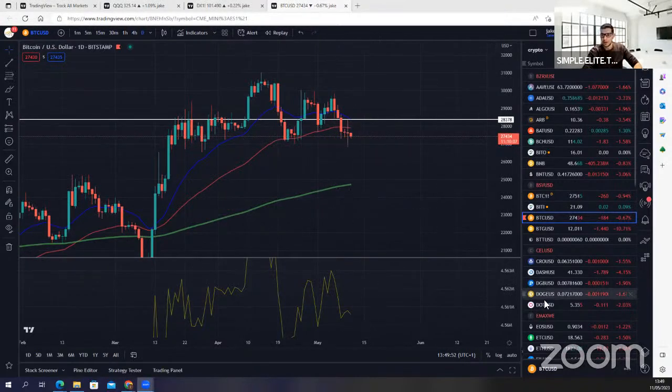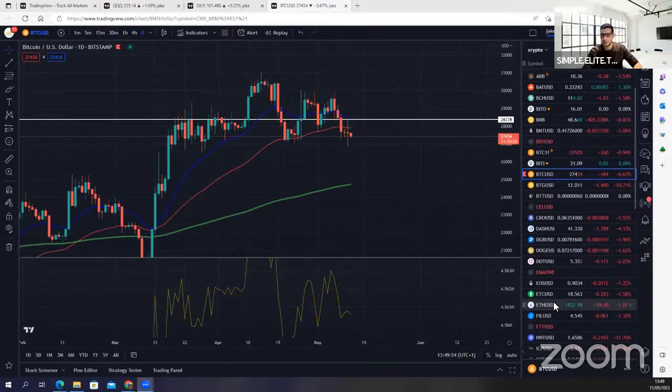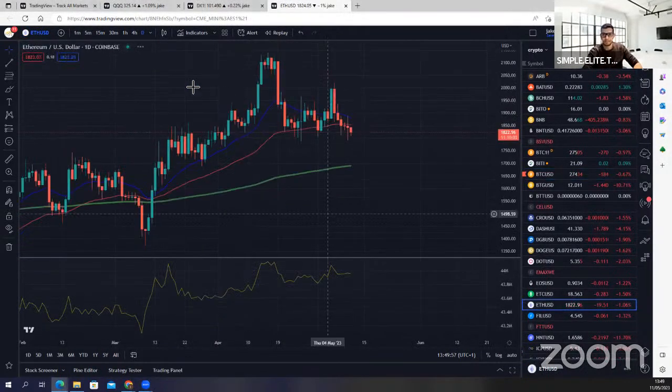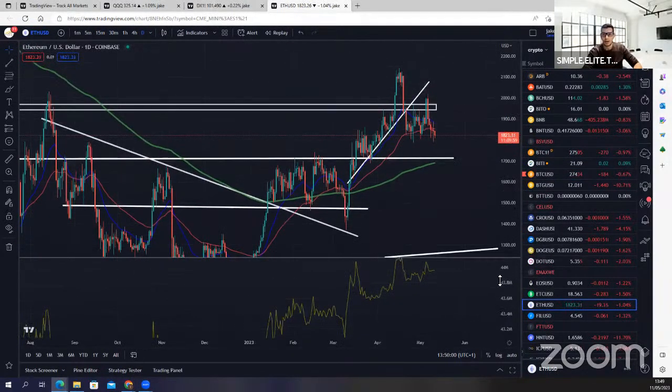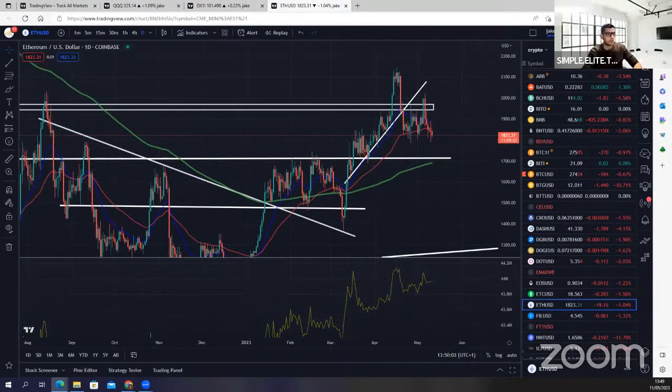Let's see Ethereum as well, what it is doing. Price action looks more bearish than bullish. You see some change of trend. So let's see if price is heading to 1,700 to go up again. At the moment, it's not that clear anymore.